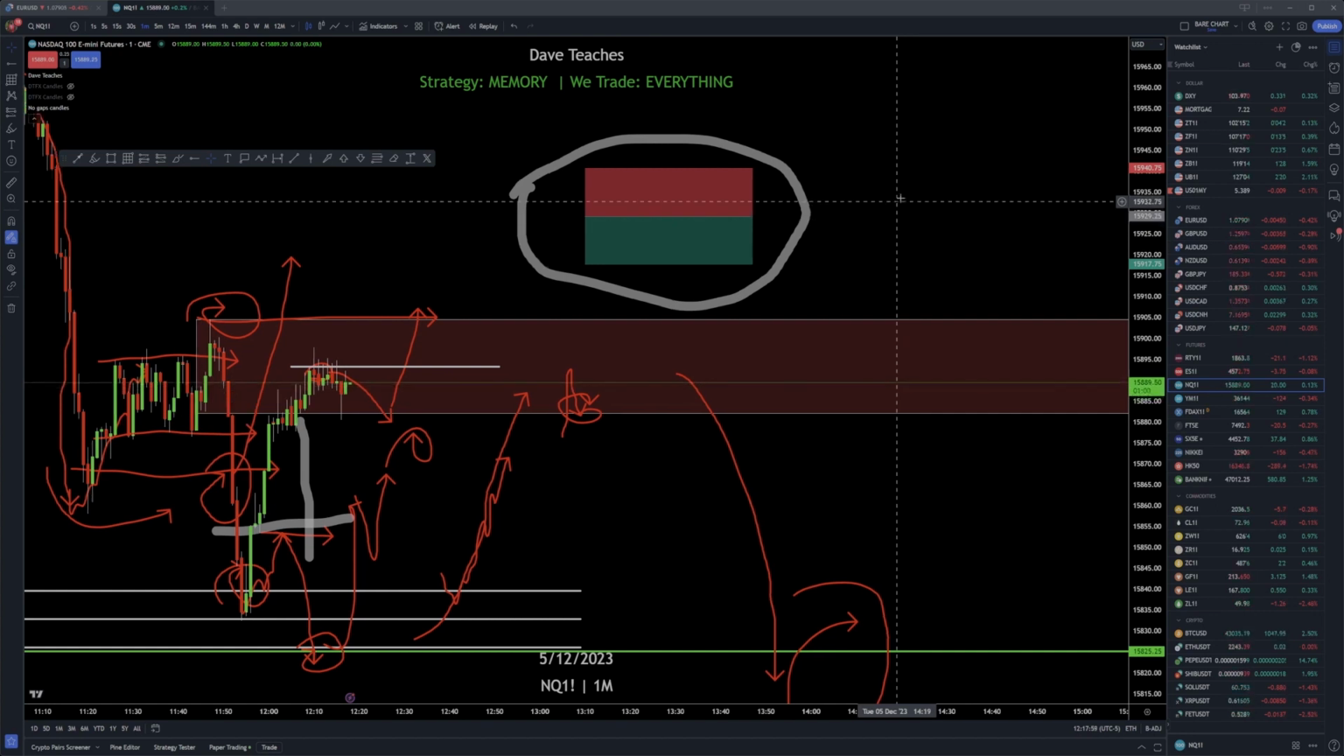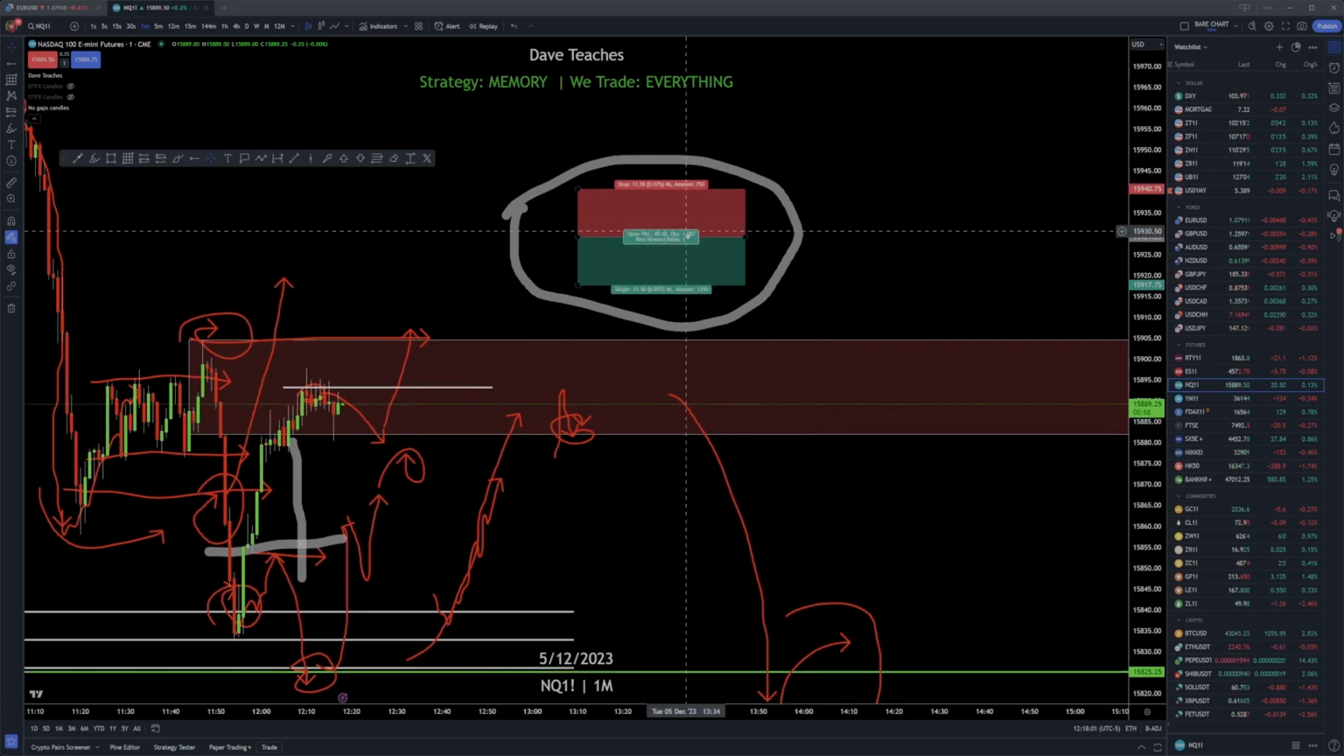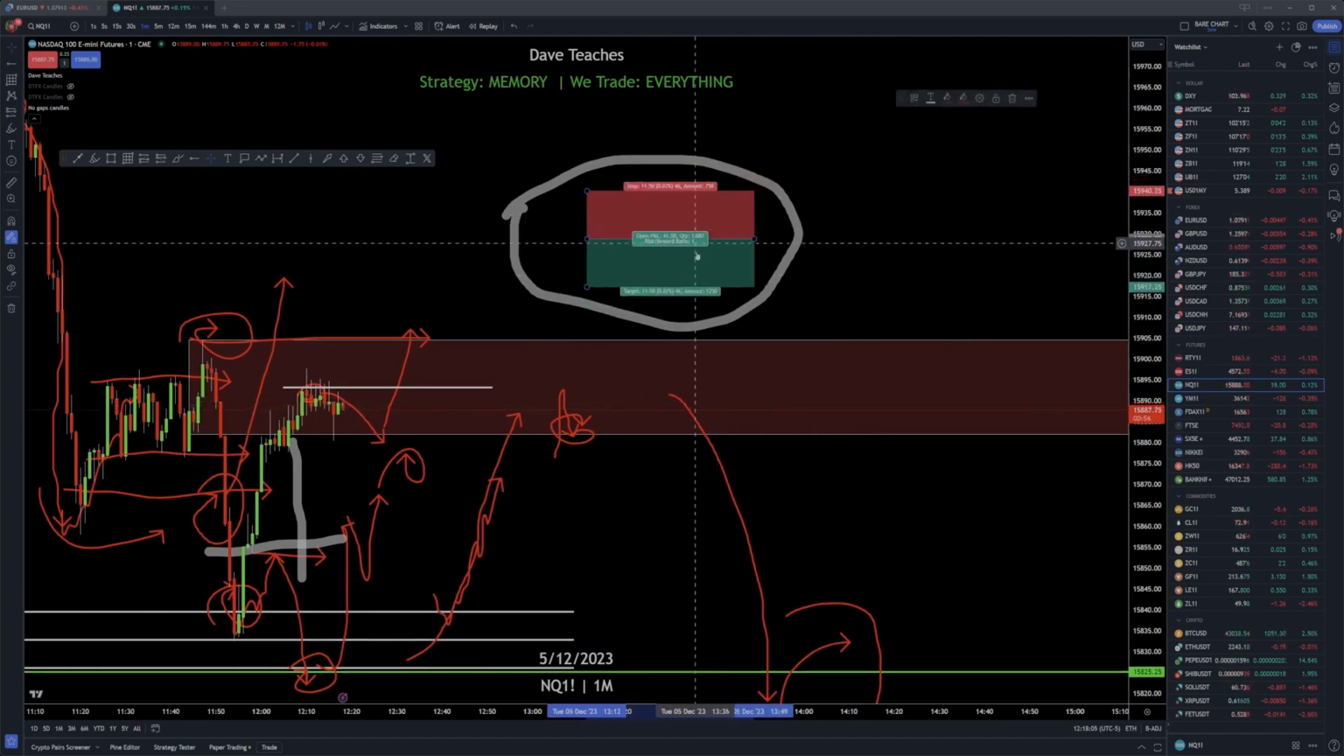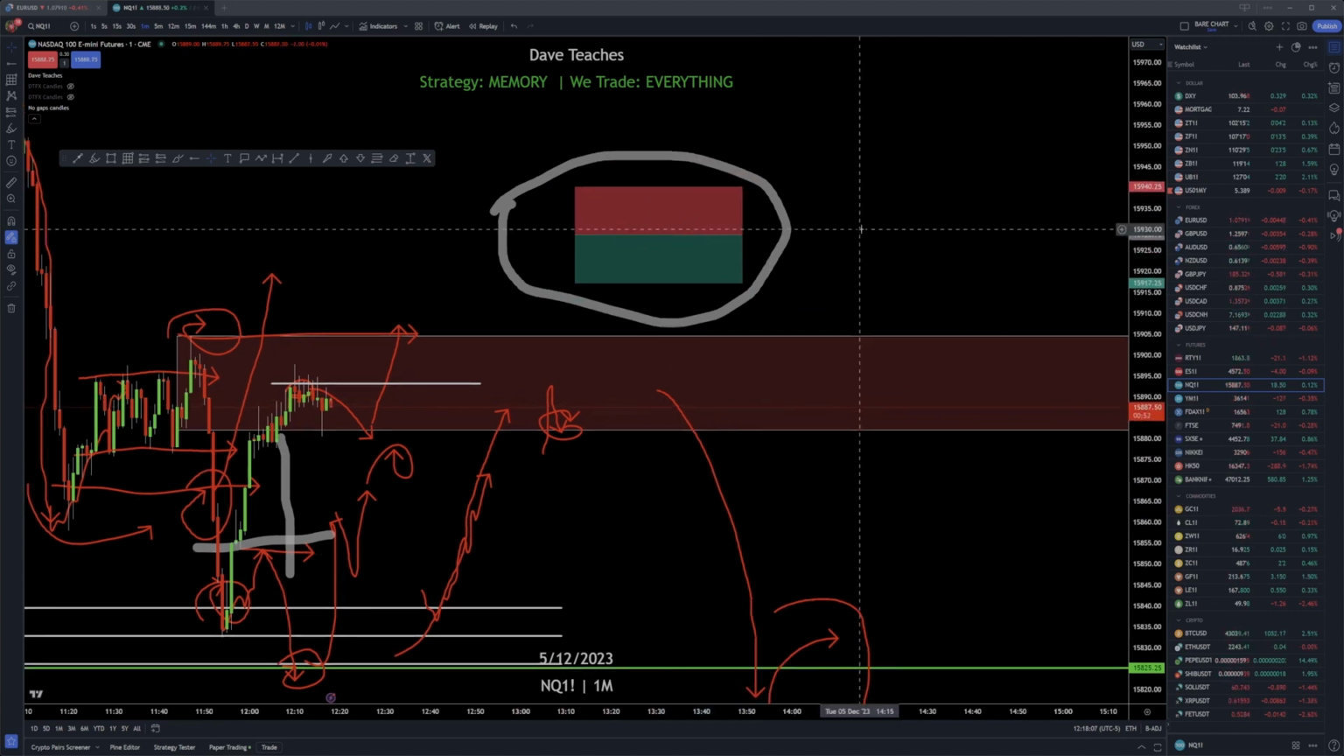Wait, what move? We want this same little move here. This tiny thing right here. And as you continue to take that one kick and do that over and over again, guess what? You're going to be able to do this on the daily, on the weekly, on whatever time frame you want. But you first got to know how to do it, how to trade.